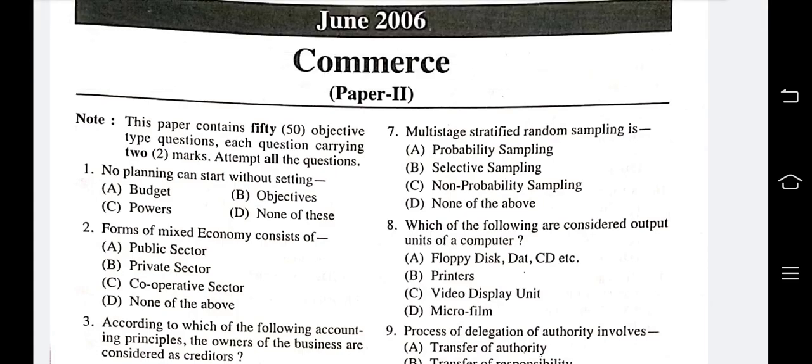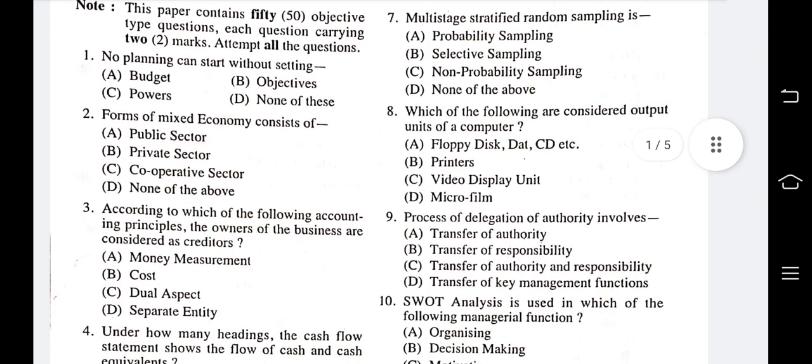This is the paper of June 2006 UGC NET Commerce. The first question is: no planning can start without setting. The options are budget, power, objective, none of these.